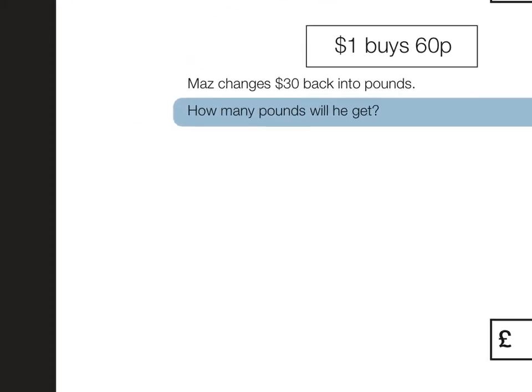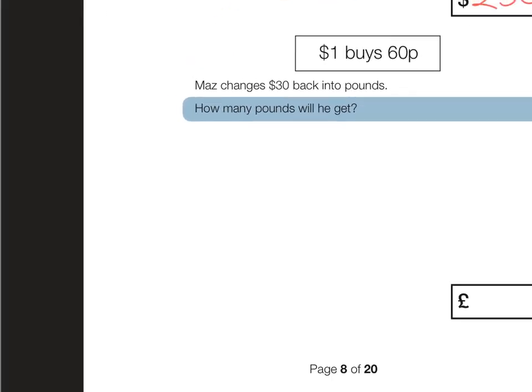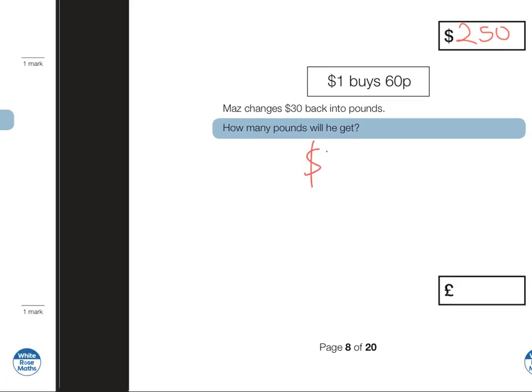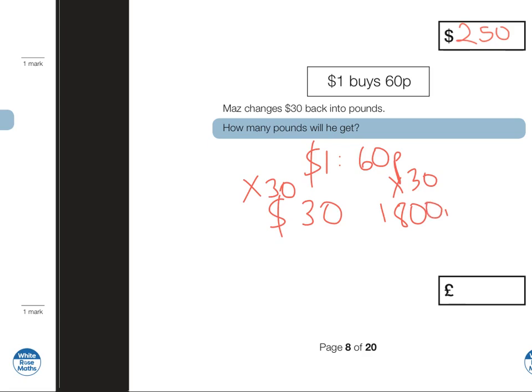Now for part B, it's a different exchange rate. $1 to 60p. He has $30. So you times 30, times 30, is 1,800p. £18.